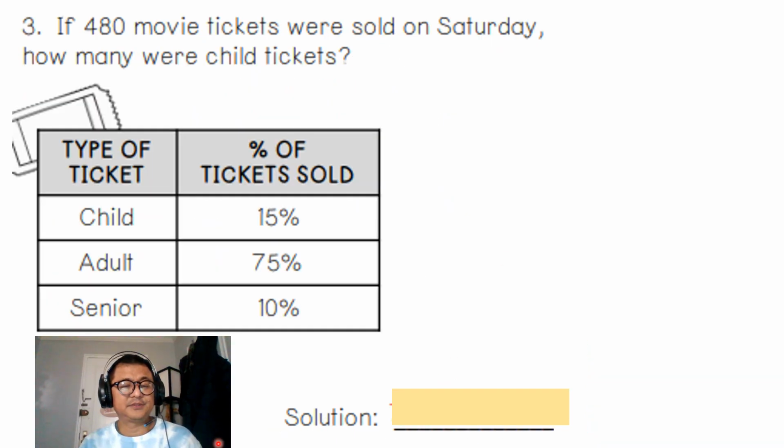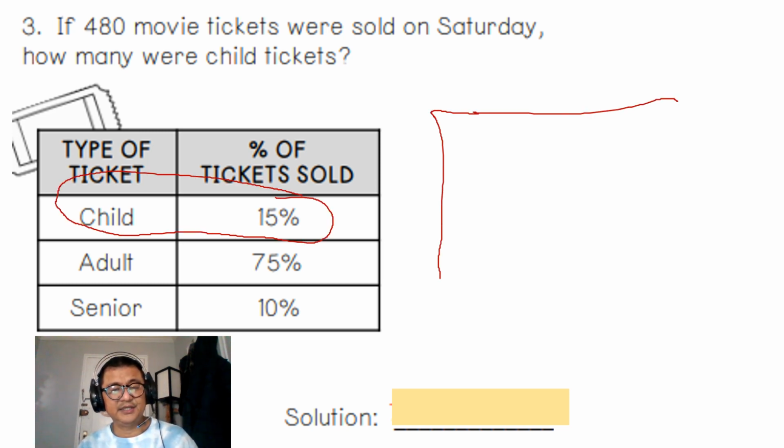Another problem. Let's check this out. 480 movie tickets were sold on Saturday. How many were child tickets? Okay, so let's focus on the child tickets. There you are. Child is 15%. So let's set up our proportion again.